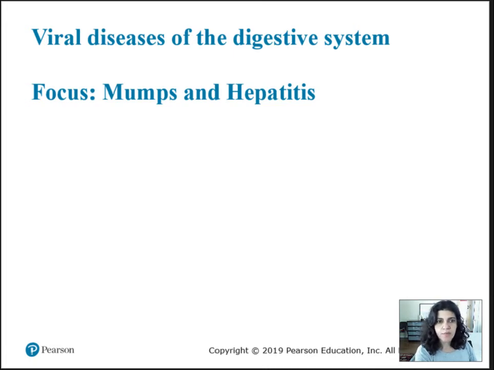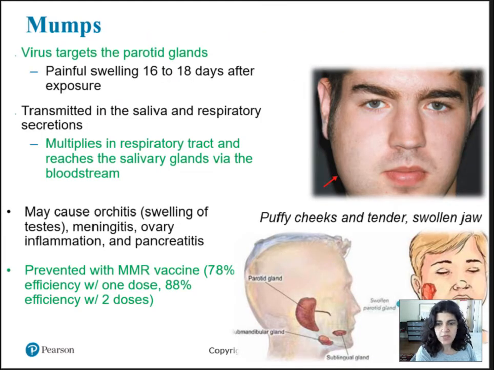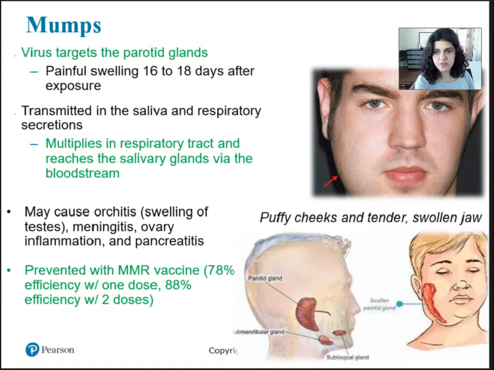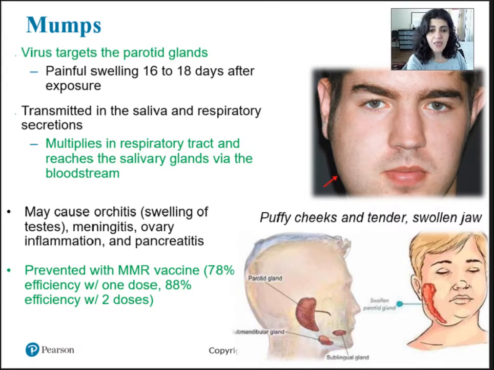Hi, so now let's talk about viral diseases of the digestive system. Focus is going to be on mumps and hepatitis. Mumps is included in the digestive system diseases because it is a disease that affects the parotid salivary gland. So the saliva and the respiratory secretions are going to be the path of transmission. The mumps virus multiplies in the respiratory tract and reaches the salivary glands via the bloodstream.